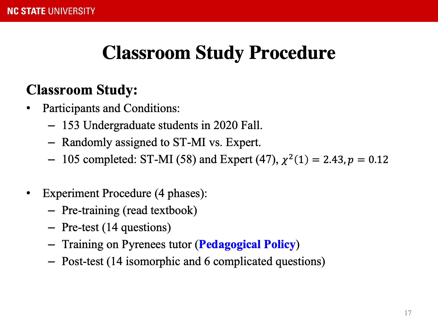In the classroom study, the participants are 153 undergraduate students in the 2024 semester. They were randomly assigned into the two conditions, and finally, 105 students completed the study. A chi-square test shows that there's no significant difference between the two conditions on the completion rate.